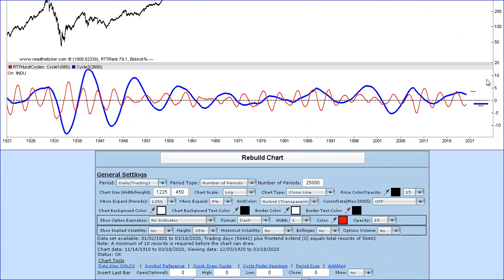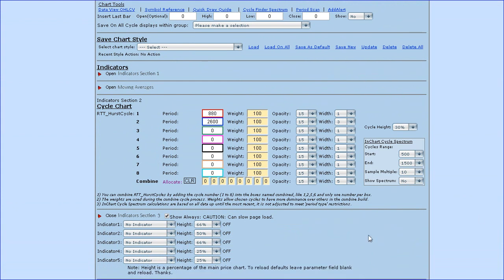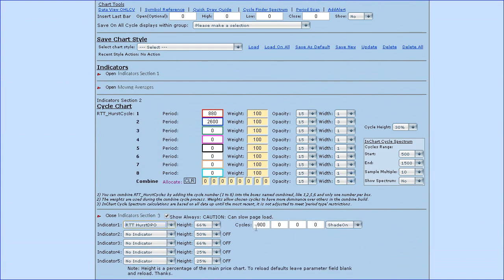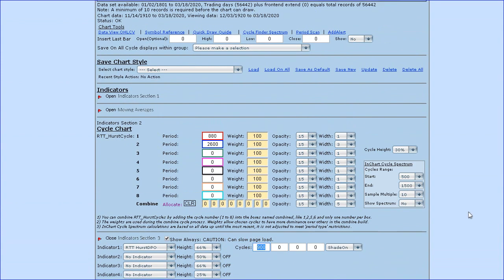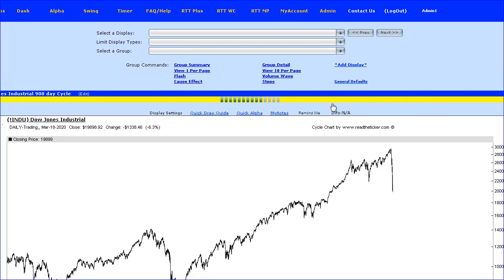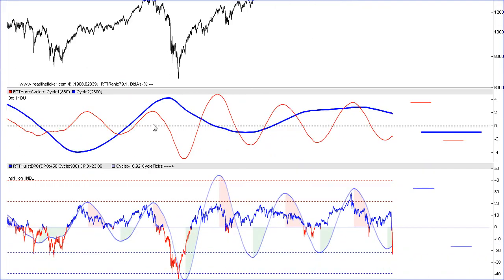We'll also add on to this chart some technical tools. We've got our DPO, Hertz DPO. We've got the 900 in there. And I'll just make it easy for you so I can explain it. Right, so what this does, it puts our favourite little red cycle, the shorter one, down there and puts price against it.